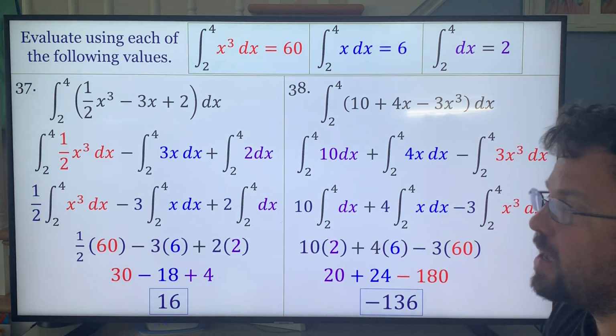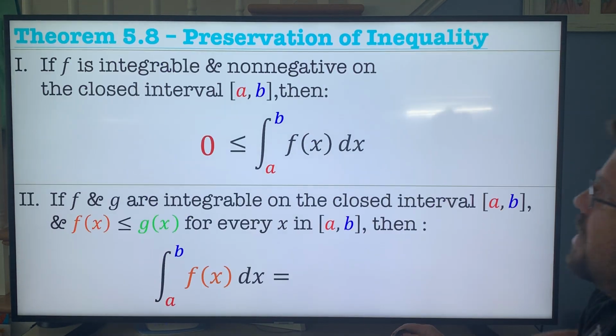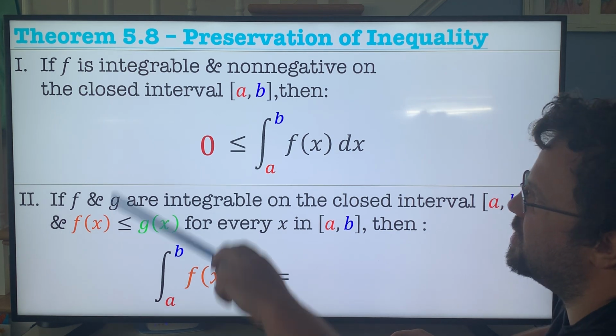And there you go. That's evaluating integrals if you know the answers. Now we're eventually going to find out how to find these and move on. The last thing, this is something I just had to throw in because it's in the book.